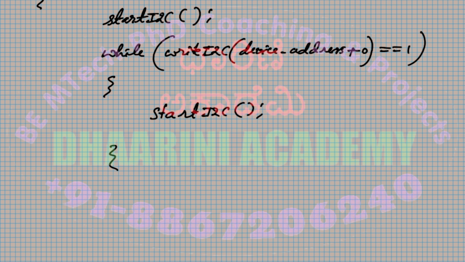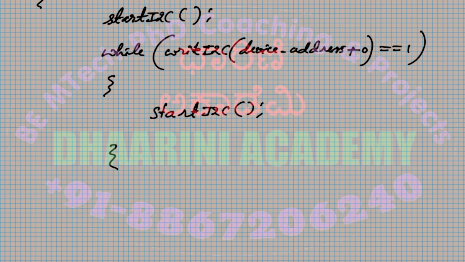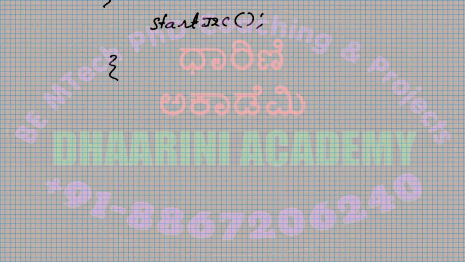Now, if the condition is not satisfied, you will come out of this loop. It means acknowledgement has been received, and you don't have to send the start I2C once again. When that is the condition, you write your address.